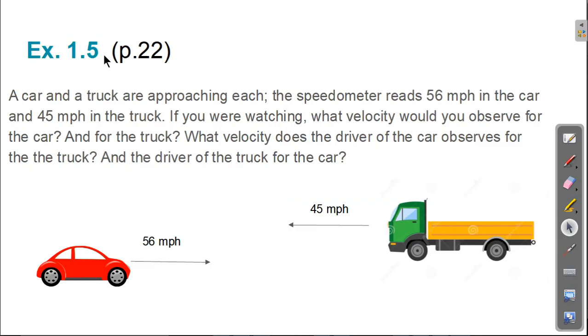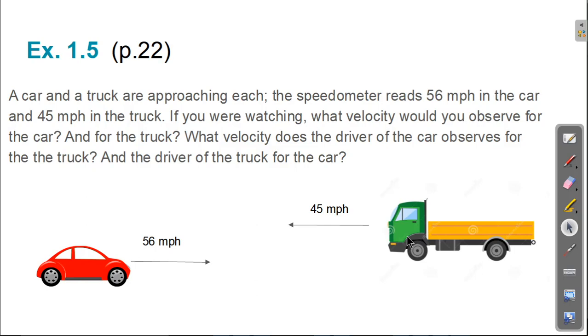So example 1.5 on page 22. A car and a truck are approaching each other. The speedometer reads 56 miles per hour, not meters. I tend to say meters because I'm from Europe, but it's miles per hour in the car and 45 miles per hour in the truck. If you are watching, that means you are the observer first. What velocity would you observe for the car and for the truck?